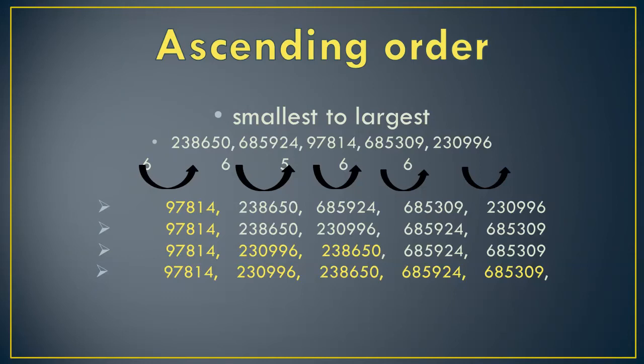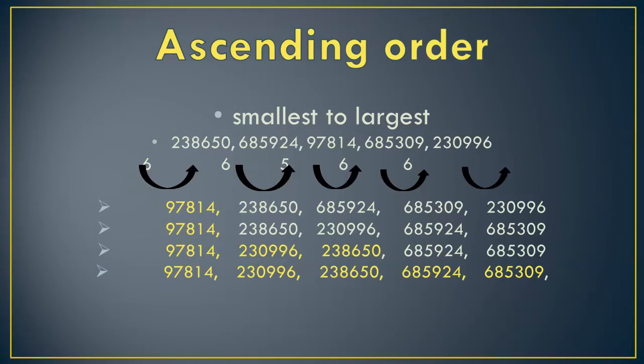Now what is left? So 685924 and 685309 are not compared yet, but which will be the last and which one will be second last? I need to check that. So again the numbers have 6 digits. The first digit is 6 in both cases. So I move on to the next digit. The next digit is 8 on both sides, so again they are equal. I move on to the next digit. The next digit is 5 here.